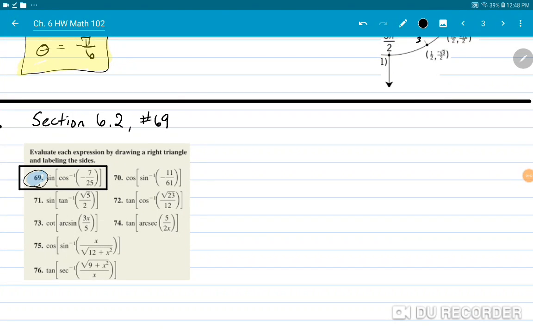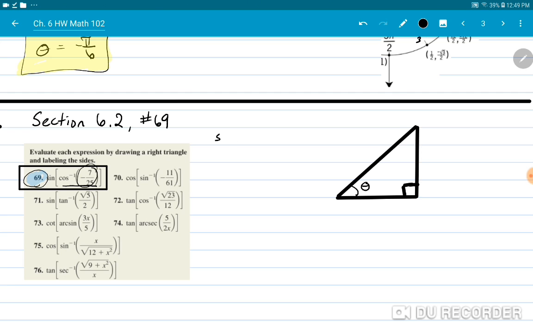In this section of 6.2, we need to evaluate each expression by drawing a right triangle and labeling the sides. So for number 69, starting with my cosine, I have a triangle. Well, let's start with just a right triangle and call this angle theta. Then cosine of theta, whatever theta is, will be negative 7 over 25.